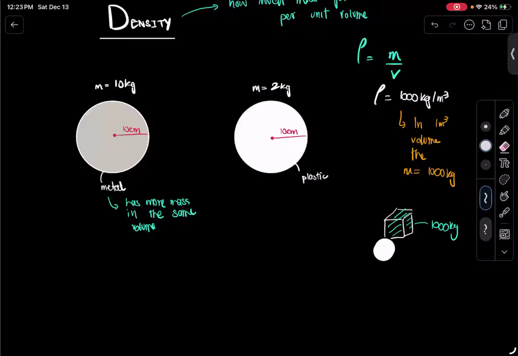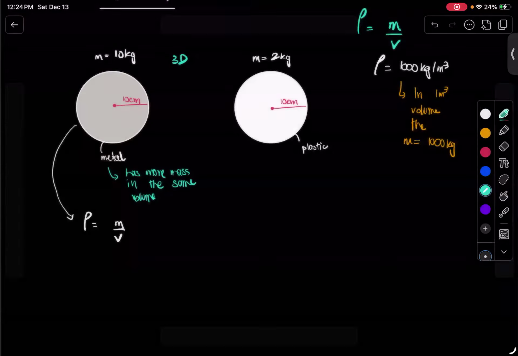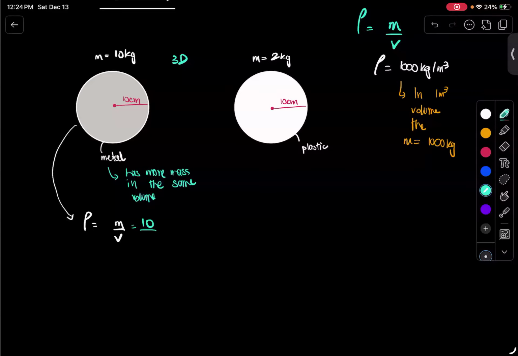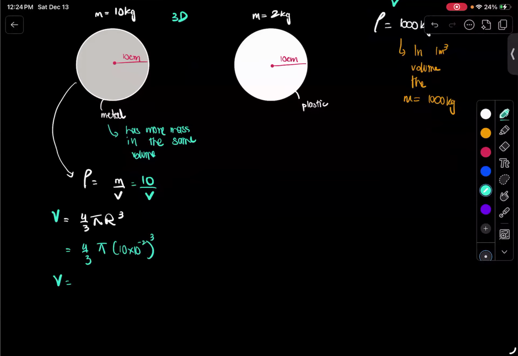So how do you calculate the density of this ball? This is a 3D ball, a sphere. Density is equal to mass per unit volume. We know the mass is 10 kgs, but what is the volume? It's not 10. The volume of a sphere, you've got to memorize that. Volume of a sphere is 4 over 3 pi r cubed. Make sure you remember that. So 4 over 3 pi into r, which is 10 centimeters, so 10 into 10 to the power minus 2, and then you cube it. Let's see what the volume turns out to.